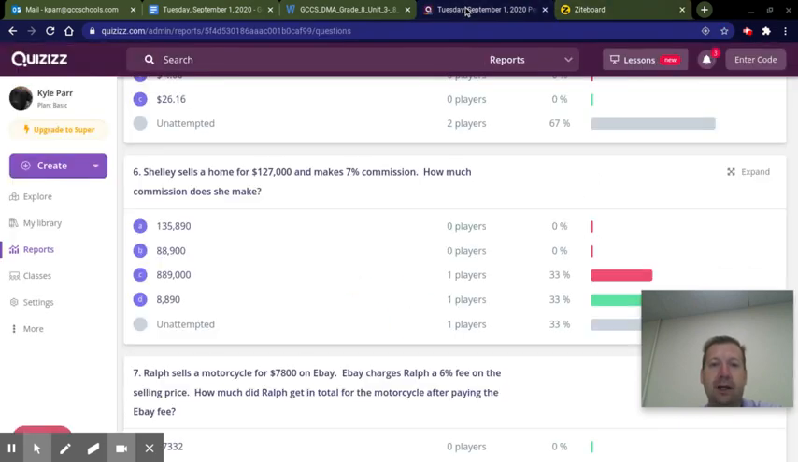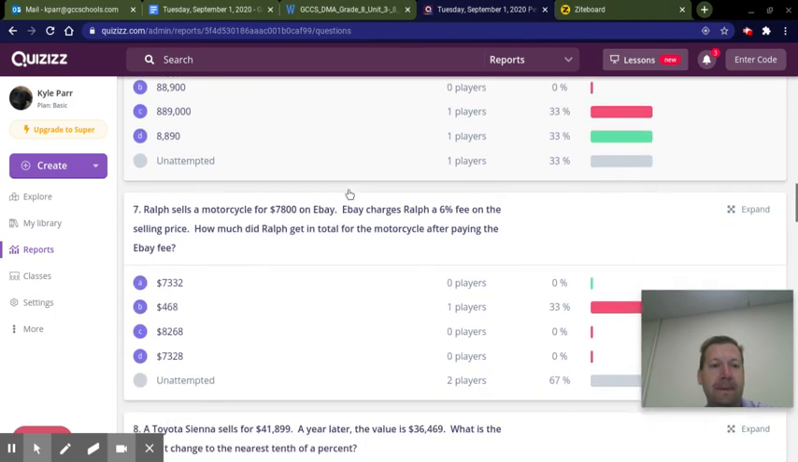And in this case, it's not saying how much will it be total. It's just saying how much will she make in commission. So you're just finding 7%. So you would multiply by 0.07.